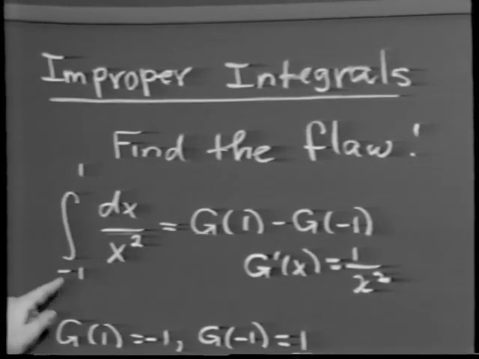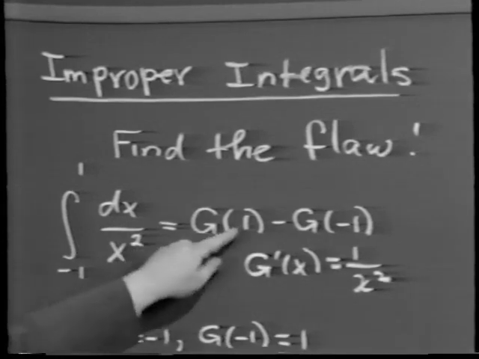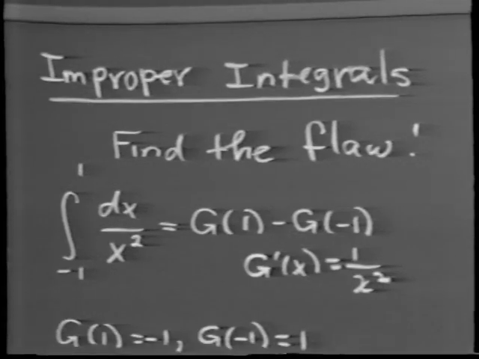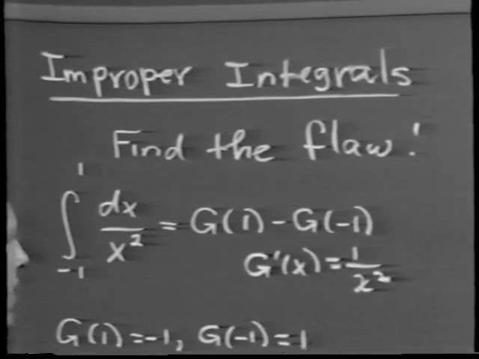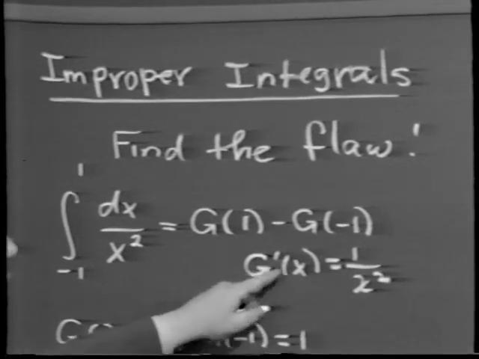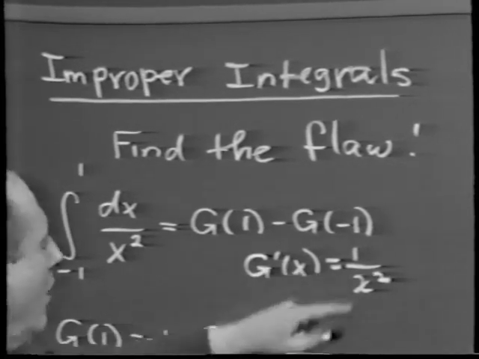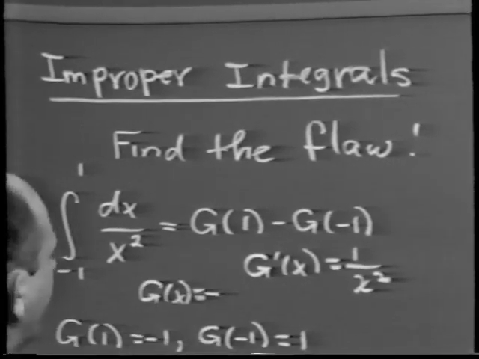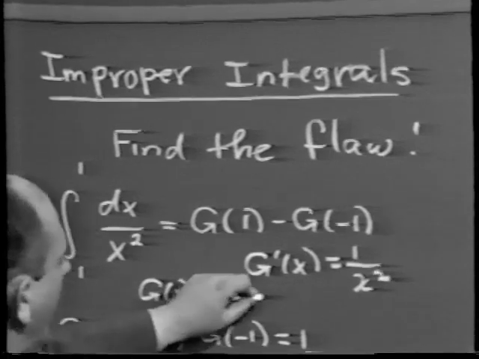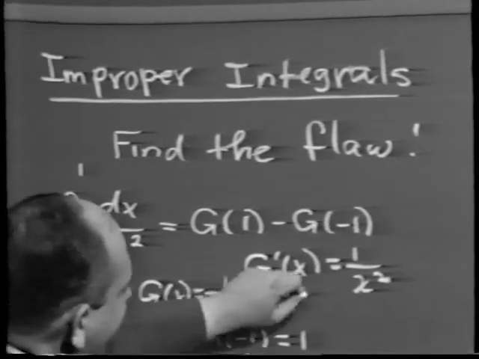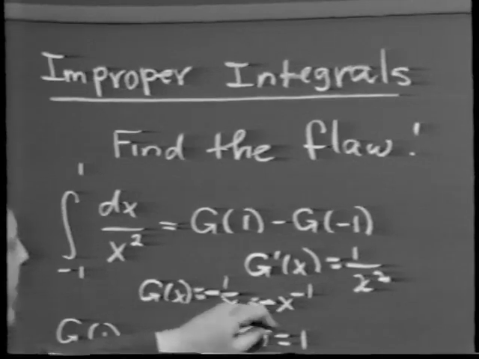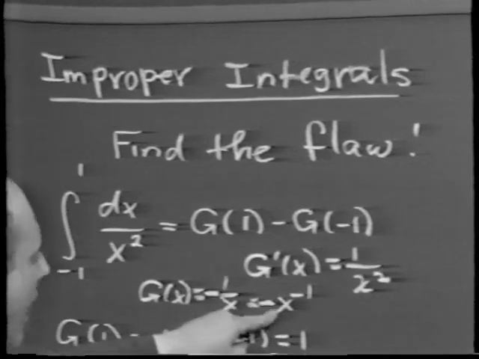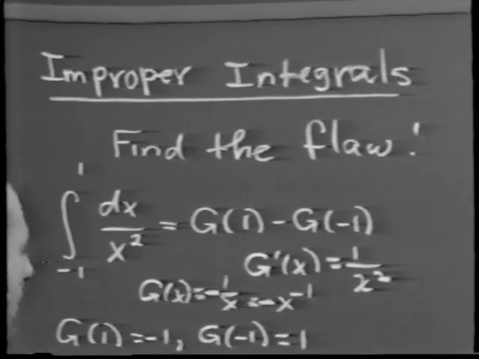Using the first fundamental theorem of integral calculus, I say this is g of 1 minus g of minus 1, where g prime is any function whose derivative is 1 over x squared. Well, in particular, do I know a function whose derivative is 1 over x squared? Well, I guess minus 1 over x. In other words, the derivative of x to the minus 1 is minus x to the minus 2. With the minus in front, that makes it plus x to the minus 2. That's plus 1 over x squared.